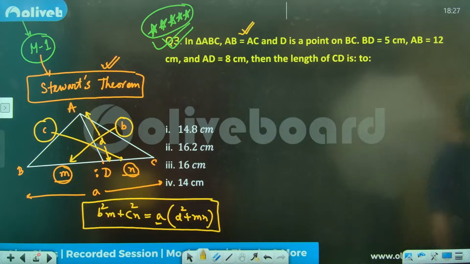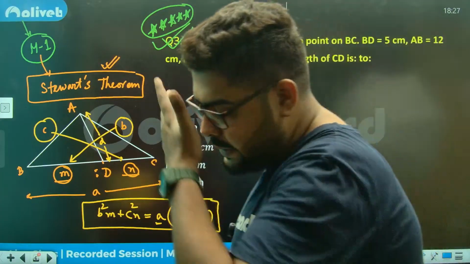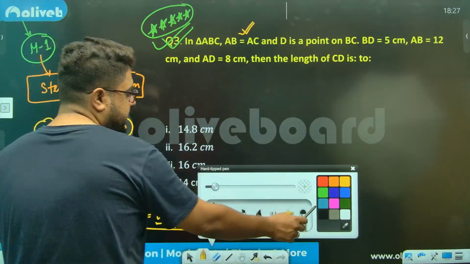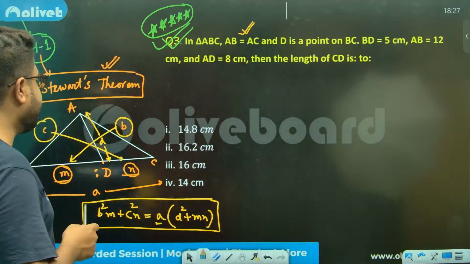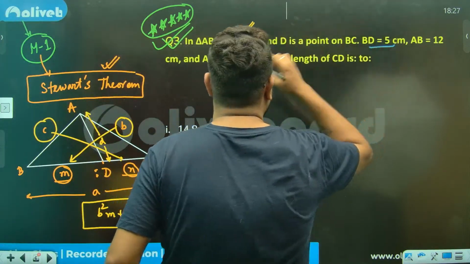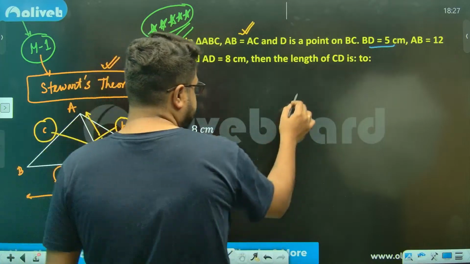It will be a 10-second question now. Now it will become a 10-seconder. Tell me the answer. You can just put values here. AB and AC are equal. So D is this, BD is given. Let me just draw it.